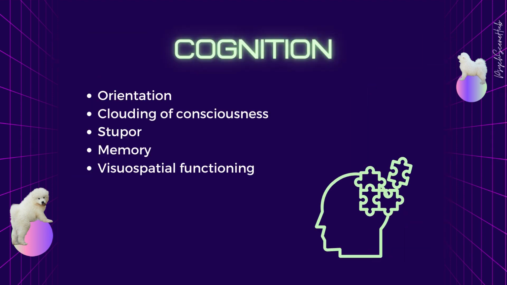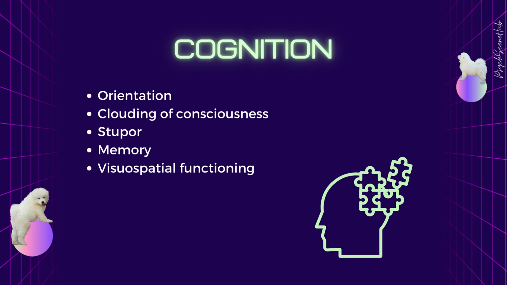Next, we take a look at the cognition. It's the awareness of him or herself, of the environment. And here, at first, we pay attention to the orientation of the patient in time and space, also in his or her person, of course. Next step is clouding of consciousness. It's a state of drowsiness, some problems with the thinking and concentrations.